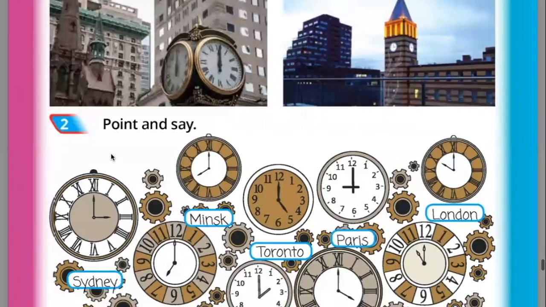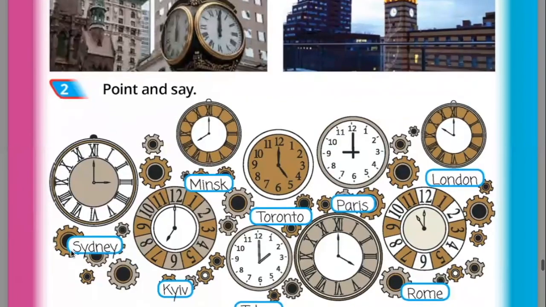Exercise 2. Point and say. What time is it in Sydney? It's 3 o'clock. What time is it in Kyiv? It's 7 o'clock. What time is it in Tokyo? It's 2 o'clock. What time is it in Toronto?